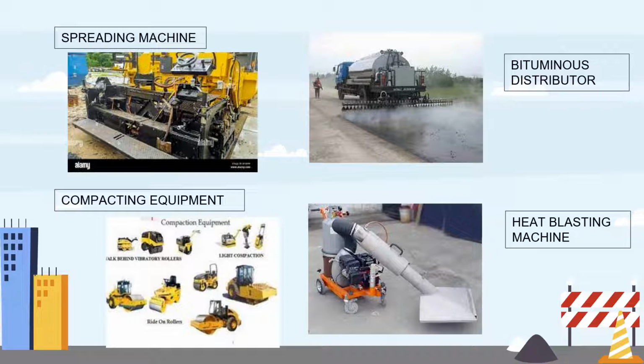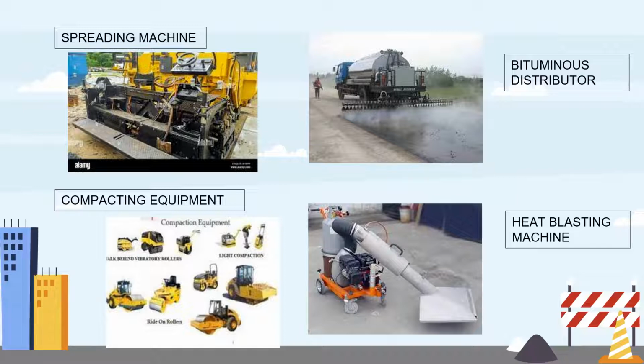Compacting equipment is prepared for flattening asphalt roads, but they also work great for compacting sand, crushed rock, and gravel. Next is the bituminous distributor. Bituminous pressure distributors are used to uniformly spread asphalt cement before the asphalt mix is laid out.